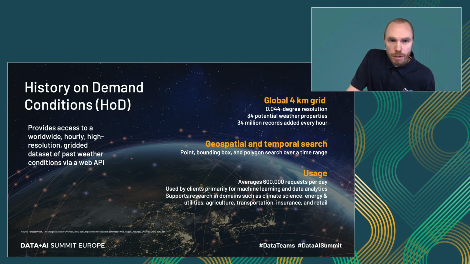This is our historical weather data API, providing access to a global gridded historical weather data set, providing 34 potential weather properties, with 34 million records added every hour. We support geospatial and temporal searching. We see on average 600,000 requests per day, used by clients primarily for machine learning and data analytics, supporting research in domains such as climate science, energy and utilities, agriculture, transportation, insurance, and retail.